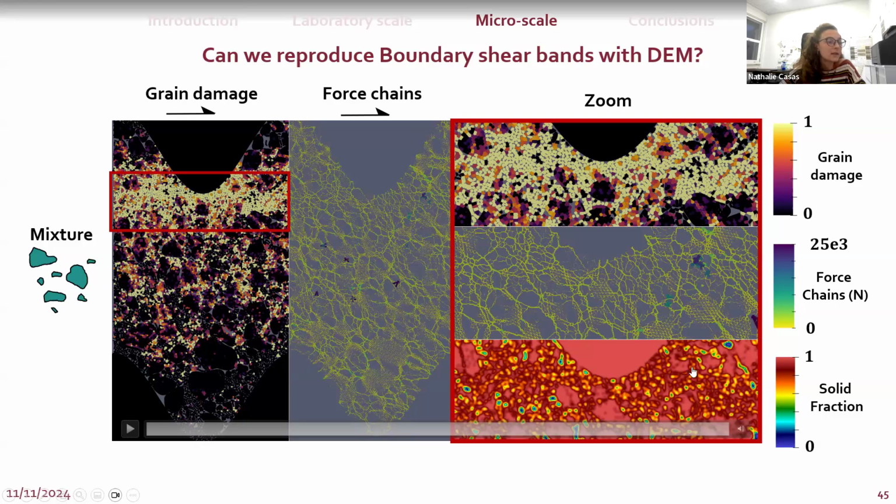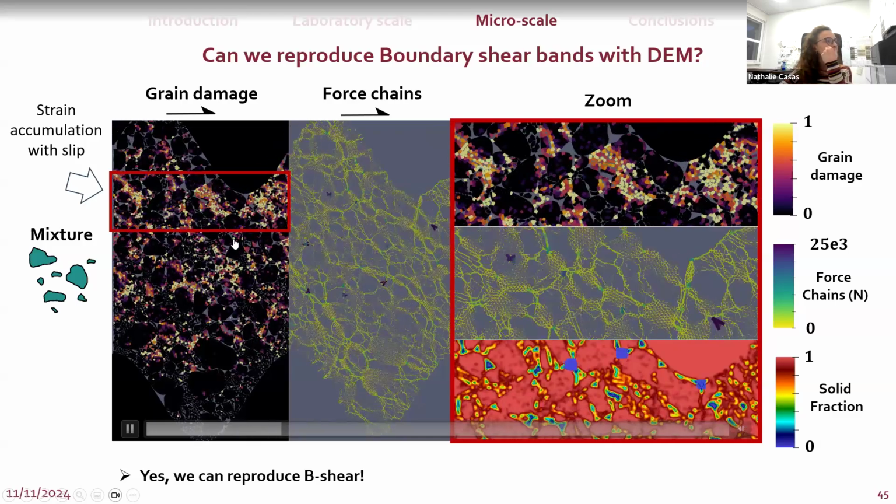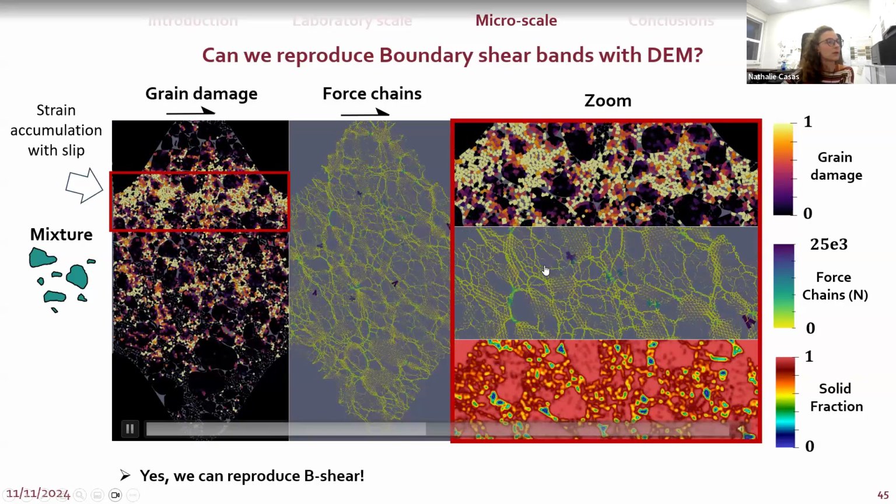We also see that we reduced the porosity a lot since the beginning. So we have this reduction of porosity and compaction that we couldn't have in the first model. So indeed, yes, with this fragmentation model, we are able to reproduce quantitatively what we have in the laboratory.